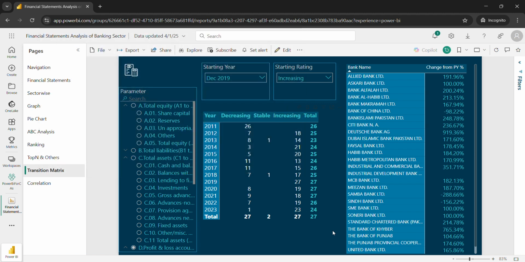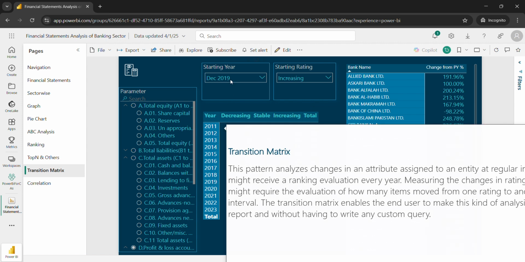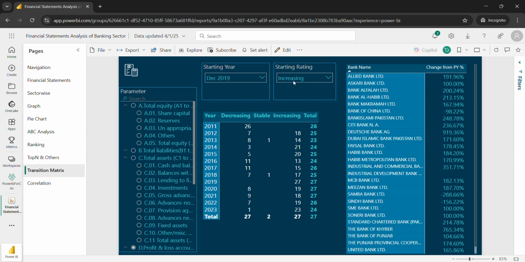Let us select the period of COVID. I have selected the starting year 2019, and we now need to focus only on the banks which were showing an increasing trend in 2019. So let us monitor their performance after the COVID. We noticed that a total of 27 banks were showing an increasing trend, as we have specified here.